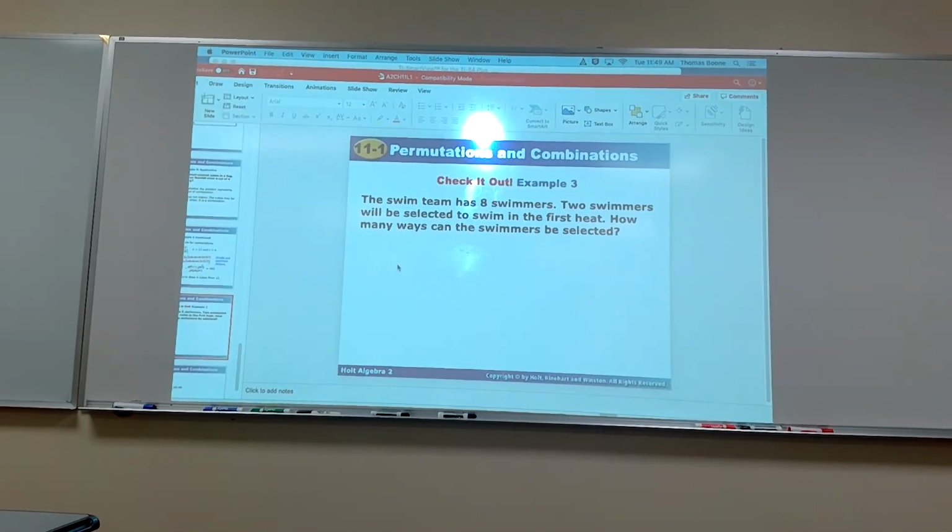Swim team has 8 swimmers. 2 swimmers are going to be selected to swim in the first heat. How many ways can the swimmers be selected? Now again, it doesn't matter in what order you're selected, either you're in the heat or you're not. Okay, so this is going to be a combination. We have 8, we're going to choose 2.